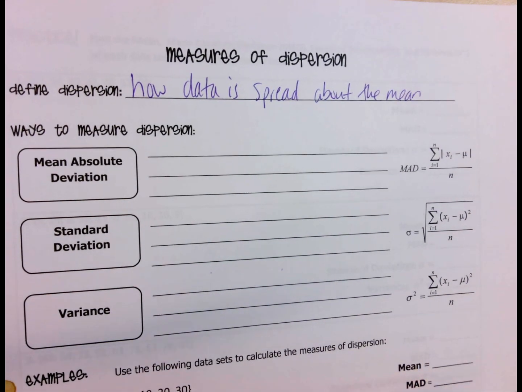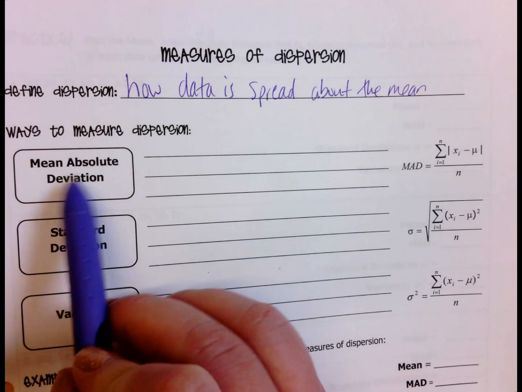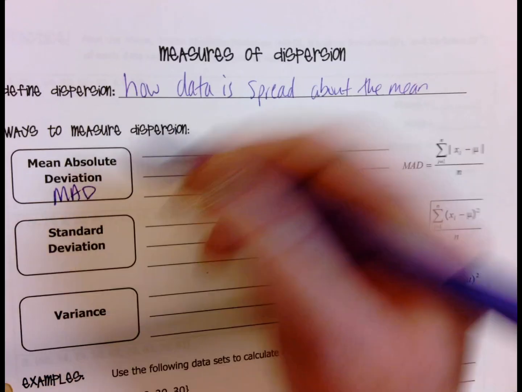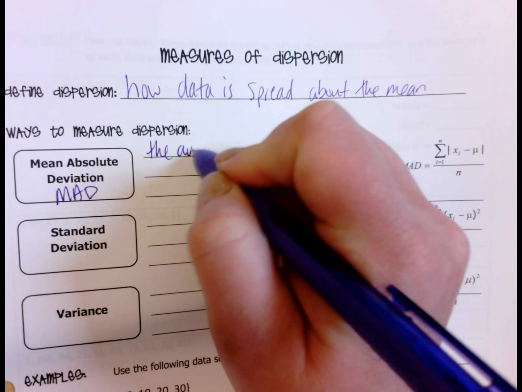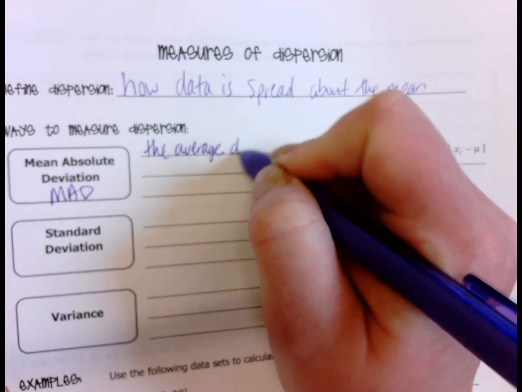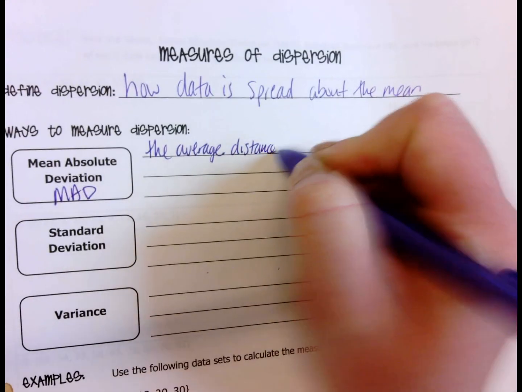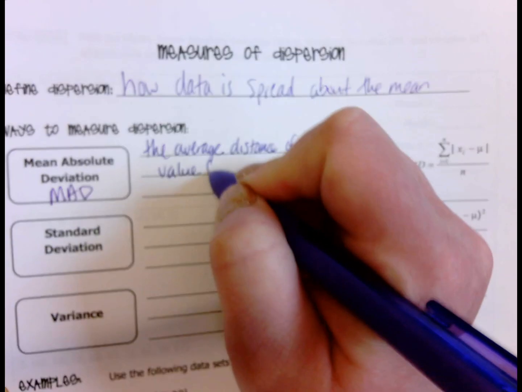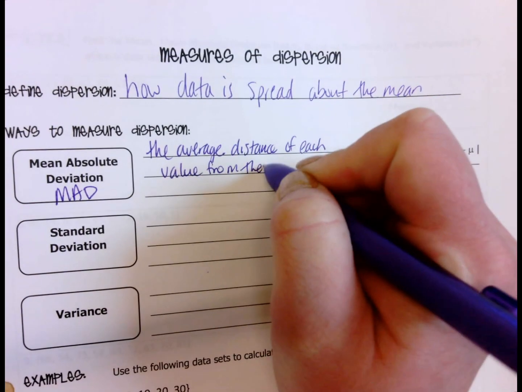So the first thing we're going to be doing is looking for the mean absolute deviation. And what that is, it's called the MAD. It is the average distance of each value from the mean.